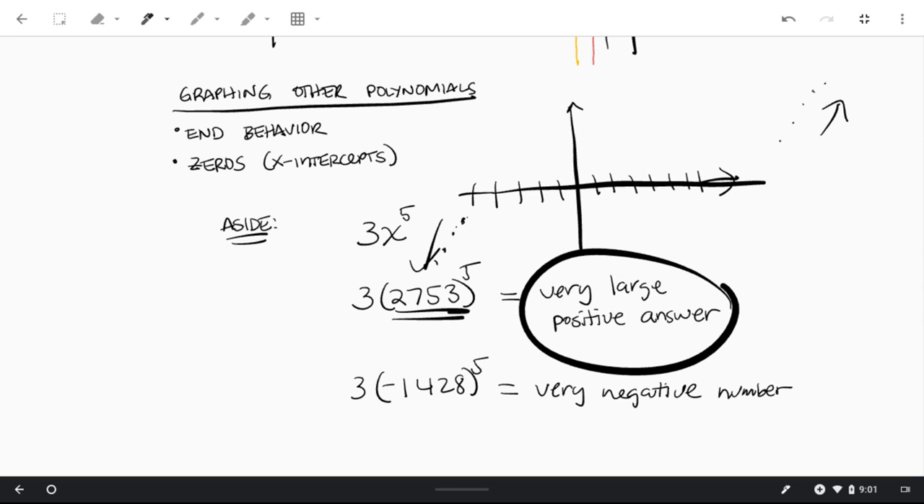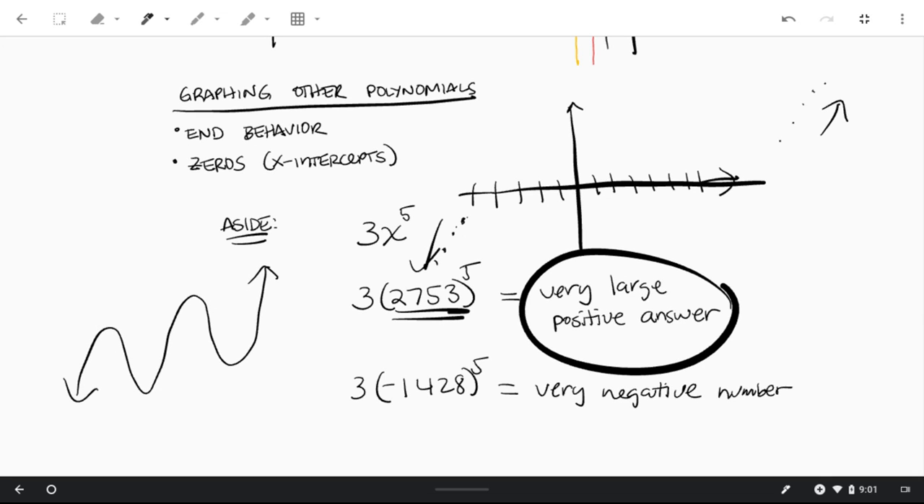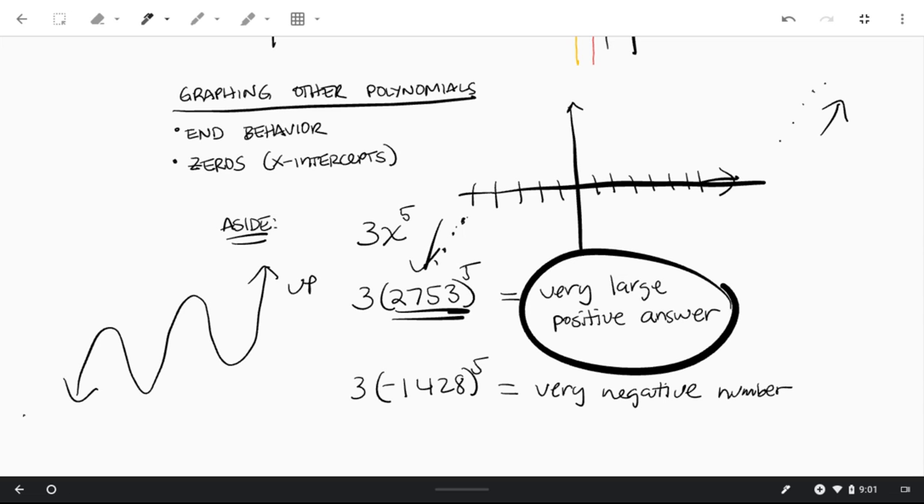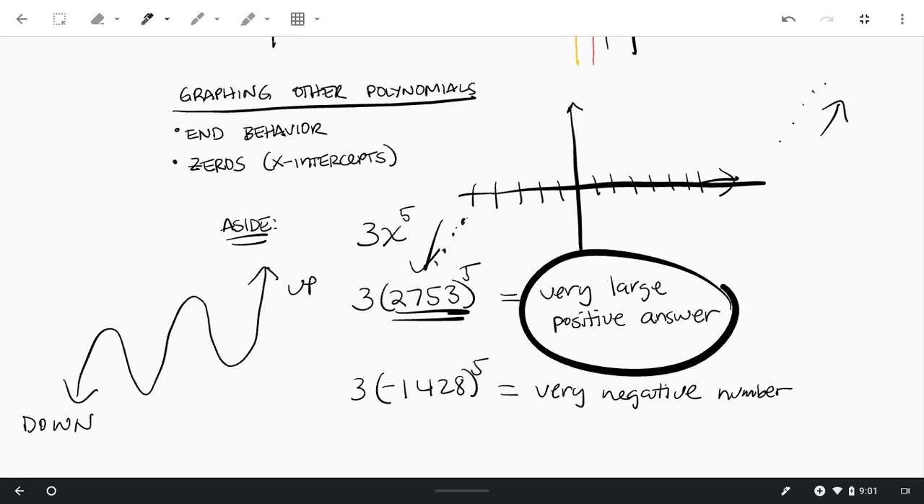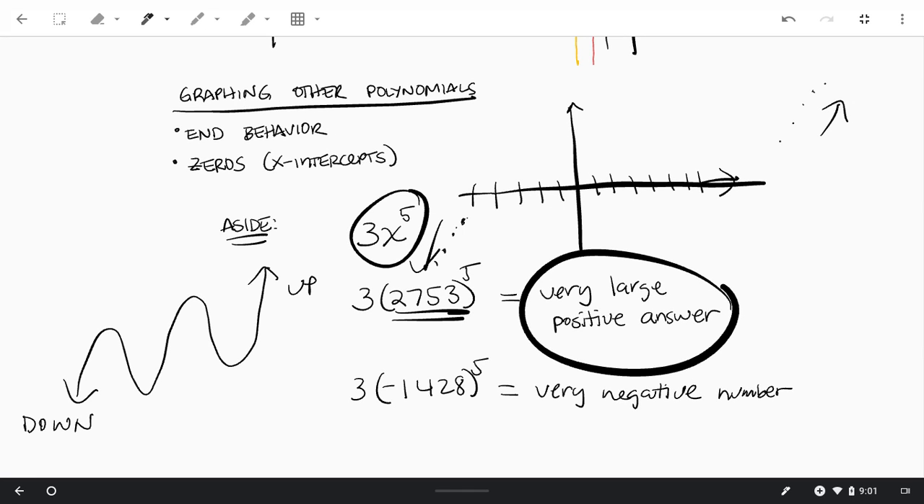Maybe the graph then looks like this, where on the right-hand side, it's going up, and on the left-hand side, it's going down. We don't know what it's going to look like because we haven't gotten that far. But that's the basic idea of end behavior and how we use the leading term to figure it out. So let's go ahead and erase all of that.